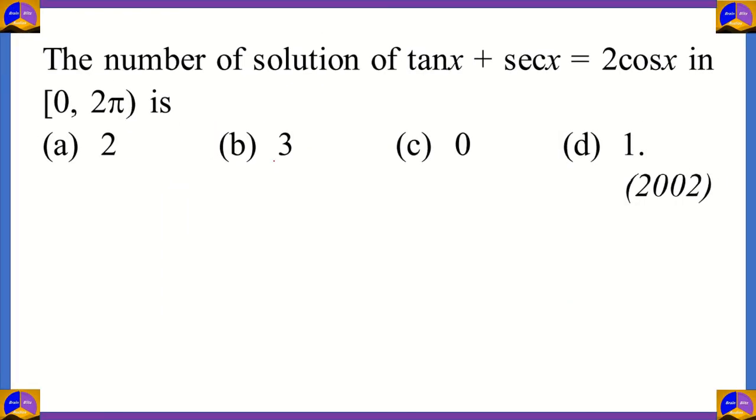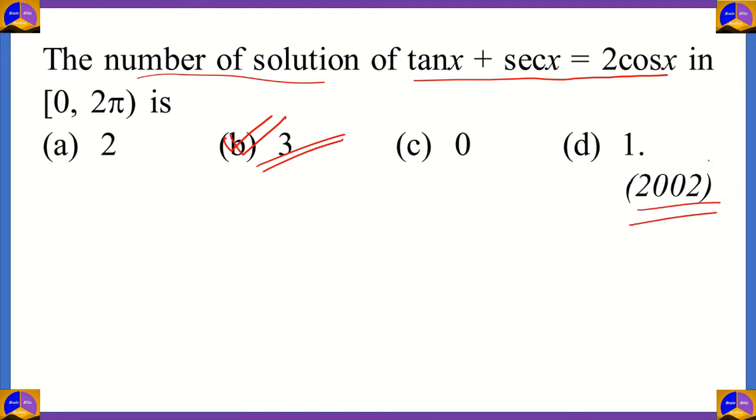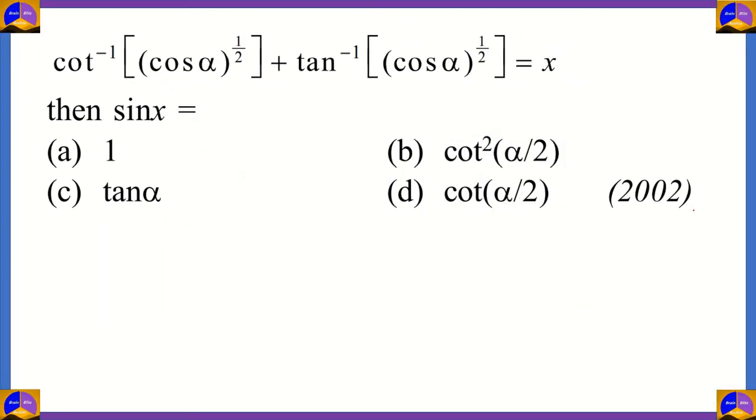So if you were to look at our options, you can see that option B, 3, is the correct option for this question. The number of solutions of tan x plus sec x equals 2 cos x in the interval closed 0, open 2 pi. So option B is the correct option for this question asked in 2002. Let's look at the next question.